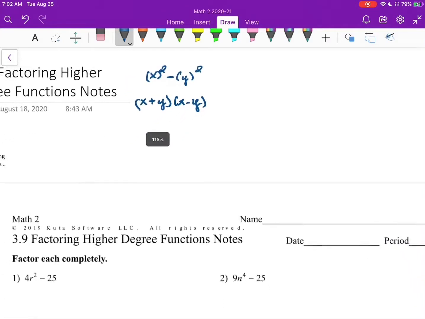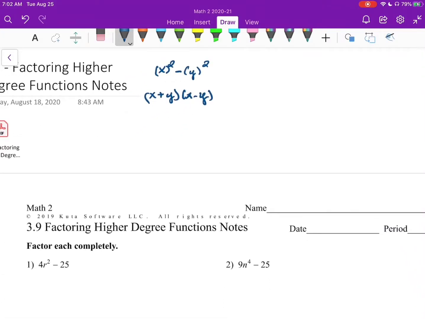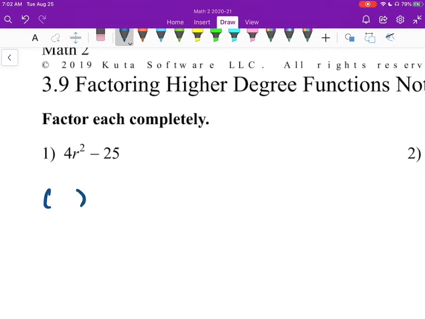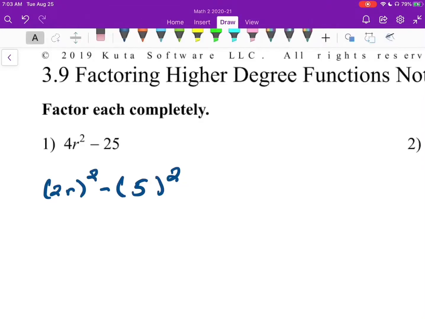So what we're going to do in these first problems is try to rewrite it to where we have parentheses with a square in it. Okay? So number one, we want it to look something like this. The 25 will be easy. 5 squared gives me 25, right? Now for the 4r squared, we have to look at them separate. The 4 is a 2 squared, and the r is just plain old r. So let me rewrite this. The 4r squared, that's where this guy is, and then the 25 is there, and then here's our minus sign.